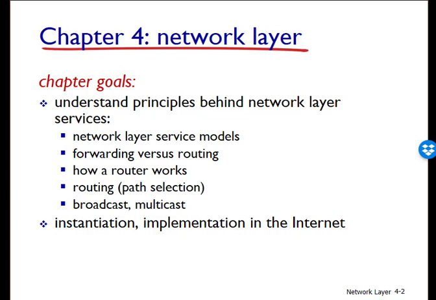Forwarding involves the transfer of a packet from an incoming link to an outgoing link within a single router. Routing involves all of the network's routers, whose collective interactions via routing protocols determine the path that the packets take on their trips from source to destination.